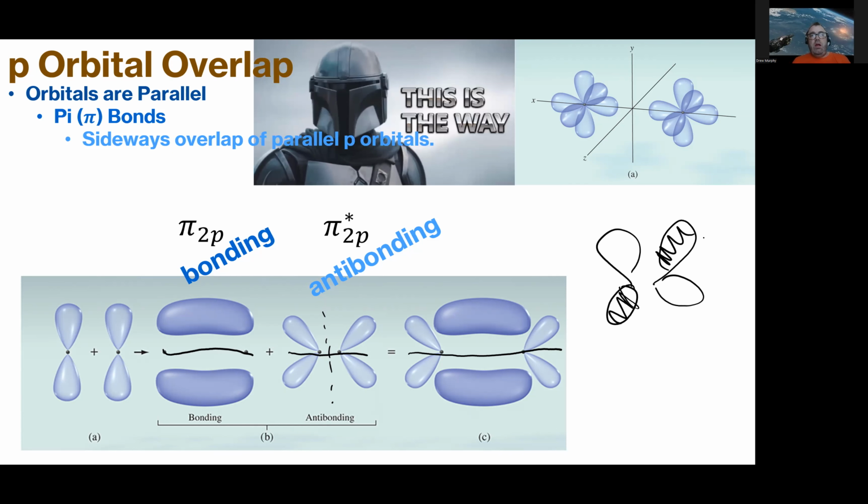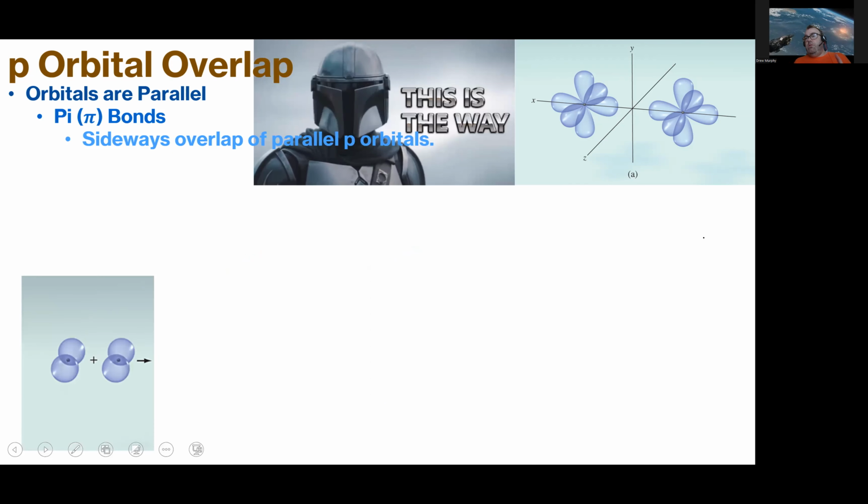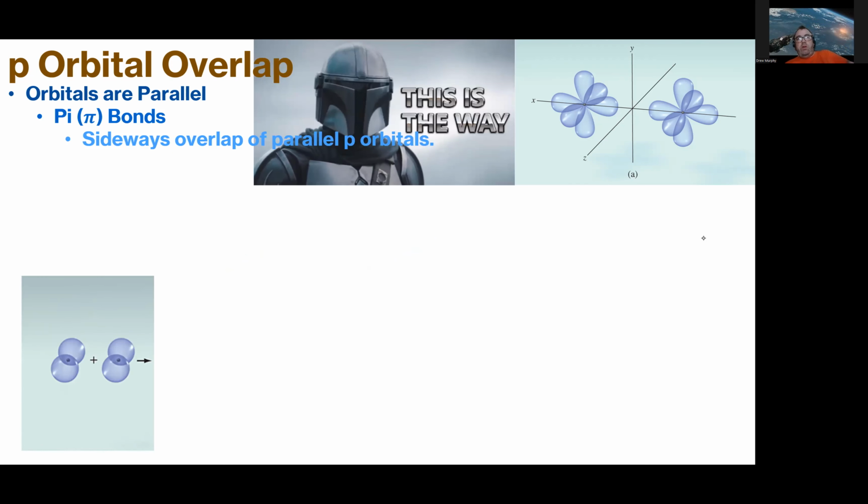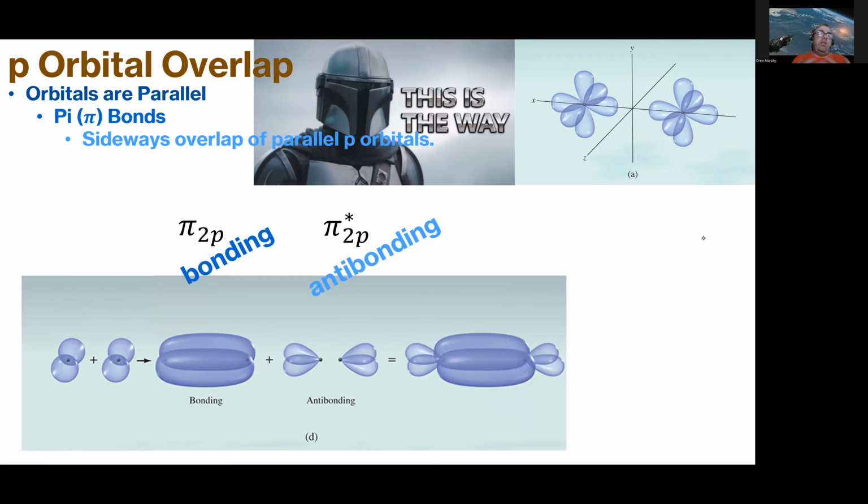Now, there's two sets of p orbitals that are parallel. These ones are the easy ones to see because they're in the plane of the screen. The other ones are parallel to the floor, or the table. They're perpendicular to the other ones, but it's the same idea. They're going to overlap sideways and give us a pi 2p bonding and a pi 2p star anti-bonding. The anti-bonding still has a node that separates it out, so we're making and breaking again. It looks the same, it's just rotated 90 degrees because it's perpendicular.